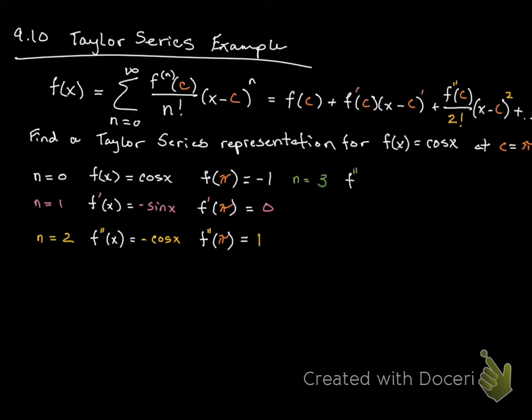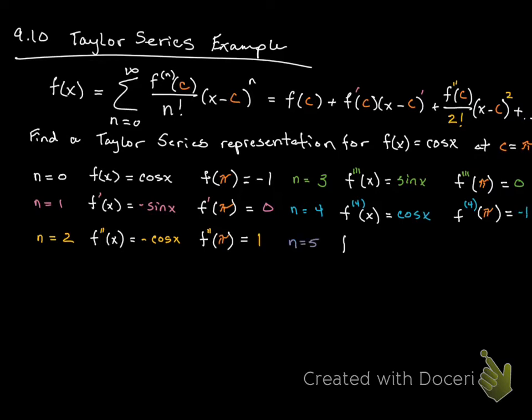When n is 3, third derivative is sine. Plug in pi, I get another 0. Fourth derivative is cosine, evaluated at pi, and I'm back to where I started. That's a minus 1. Just one more: plug in pi to the fifth derivative, and I get another 0.